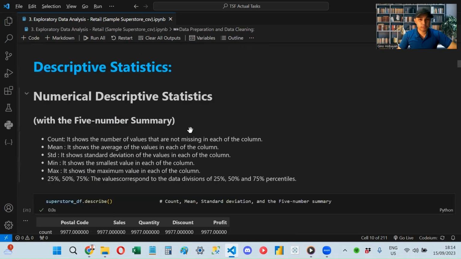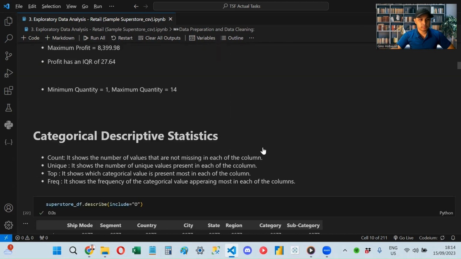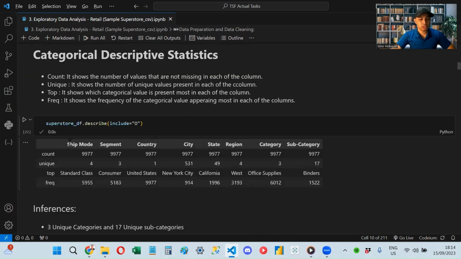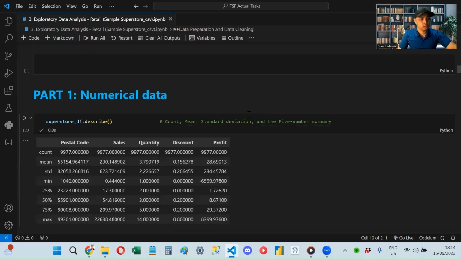For the descriptive statistics, there are numerical and categorical. For the numerical, this shows the count, mean, standard deviation, and the 5-number summary. Then for the categorical, these are our categorical columns. For the exploratory data analysis, I divided it into 3 parts. We'll be going more in depth in part 3. So let's go to part 1.